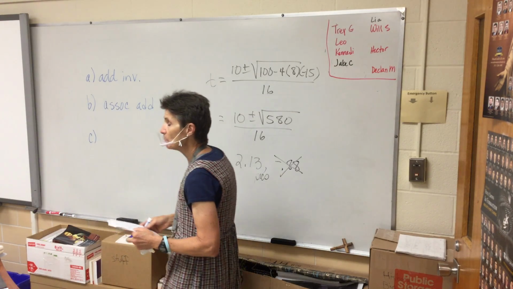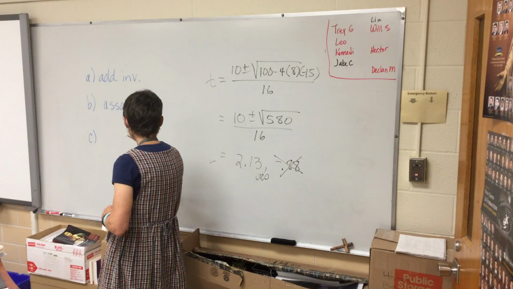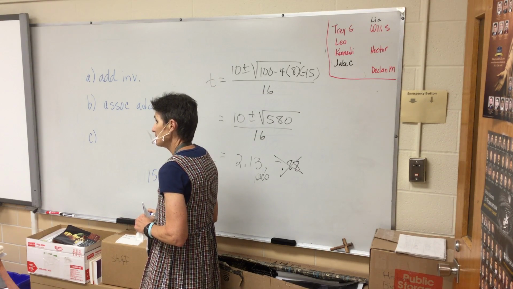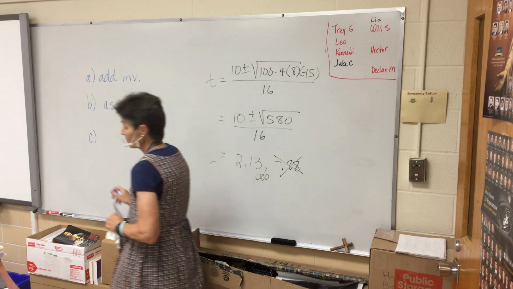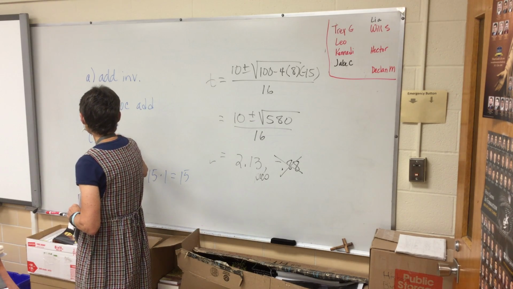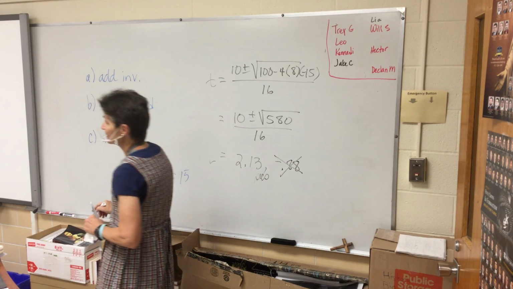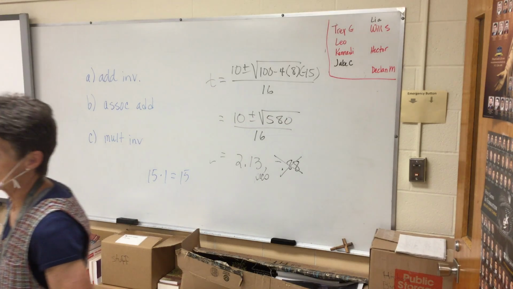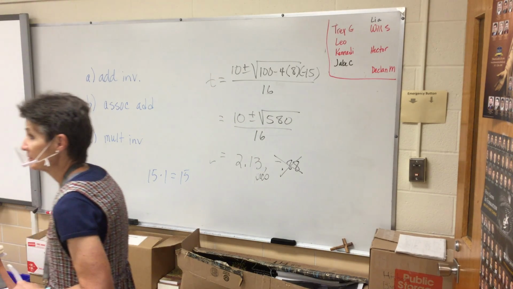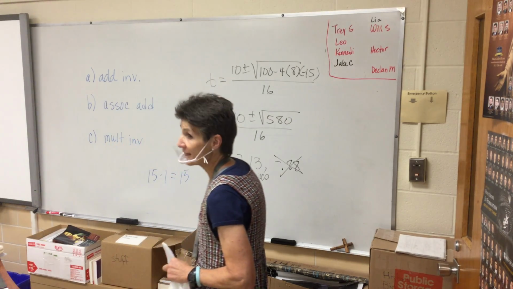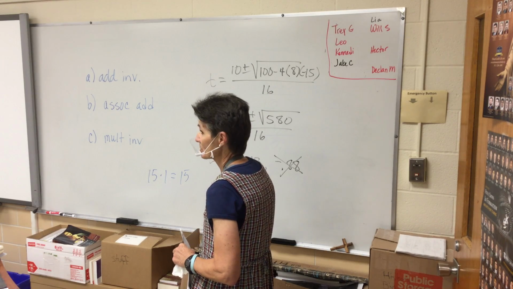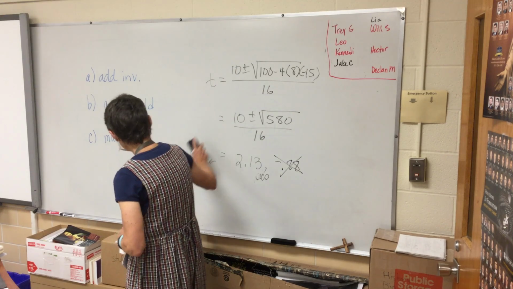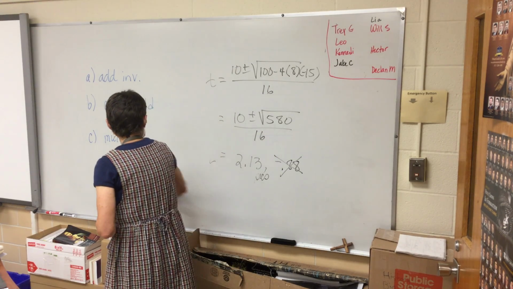No, an example of the identity would be 15 times 1 is 15. That is the identity. It's another inverse. It's the multiplicative inverse. Inverses cancel each other out. So what happens when you multiply 15 times 1/15? It cancels, right? That's an inverse.